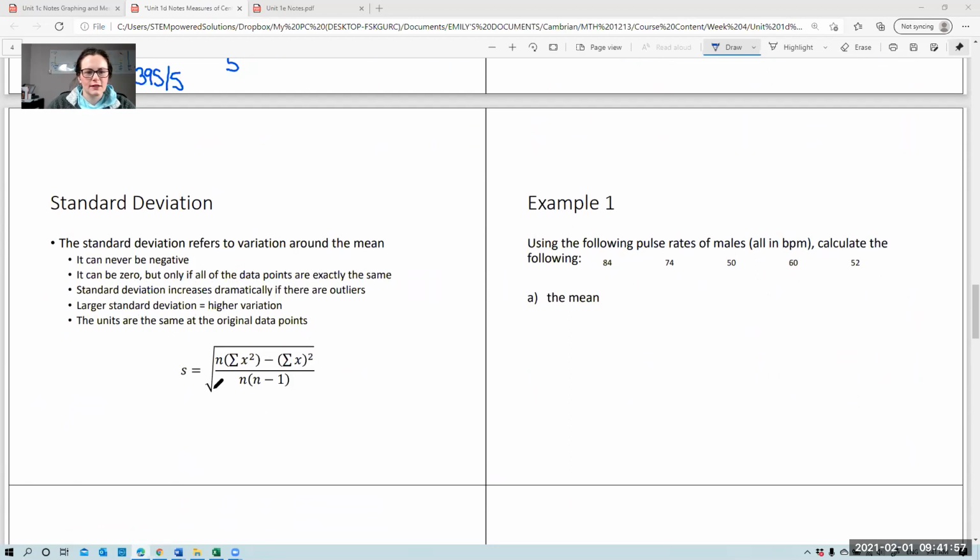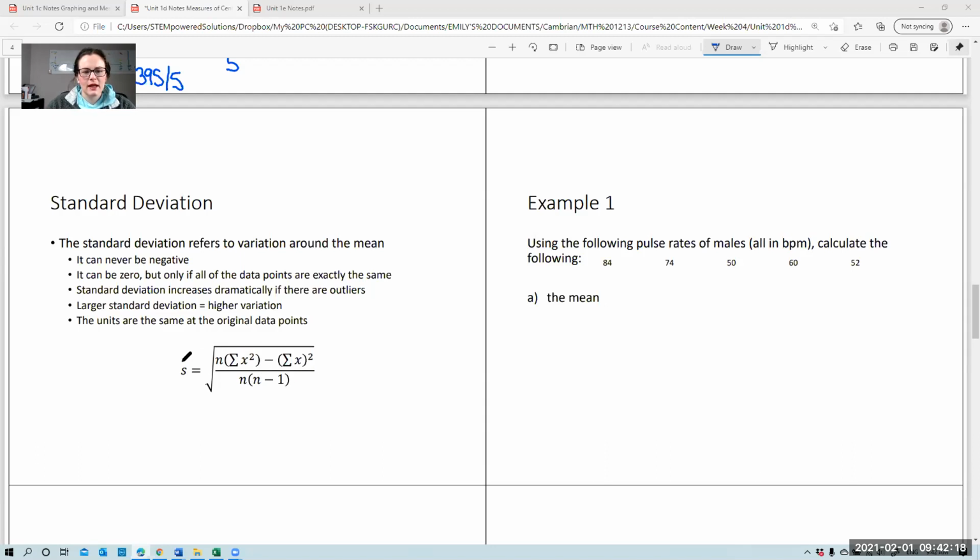So the standard deviation is equal to the square root of, where n is the number of data points that you have, the sum of x's squared, subtract the sum of x's, and then close bracket squared, and then divide by the number of data points that you have, bracket, number of data points that you have minus 1.